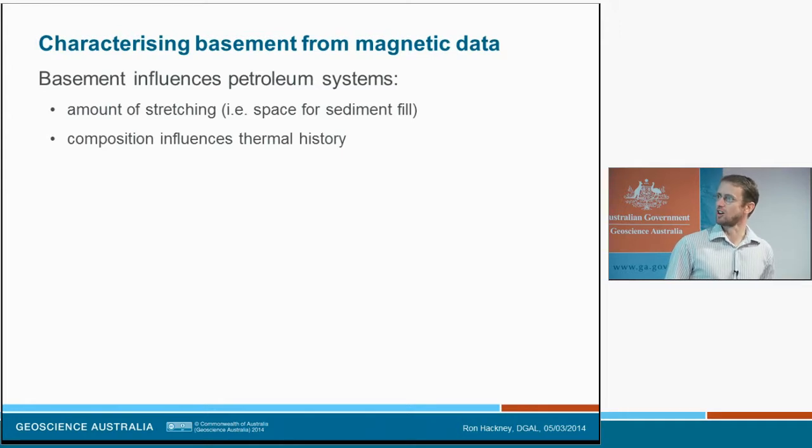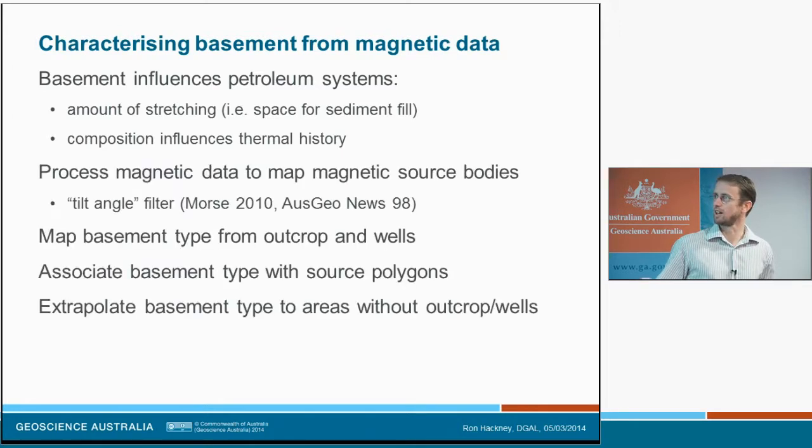So the process that's going on here is we're basically starting with the magnetic data. We're using the magnetic data to map where the source bodies are, so we're saying something about where those magnetic sources are in the data set. And this is based on a method that Michael Morse adopted in the Bass Strait, looking at this so-called tilt angle filter. That'll mean something to some people, but for others it's not so important.